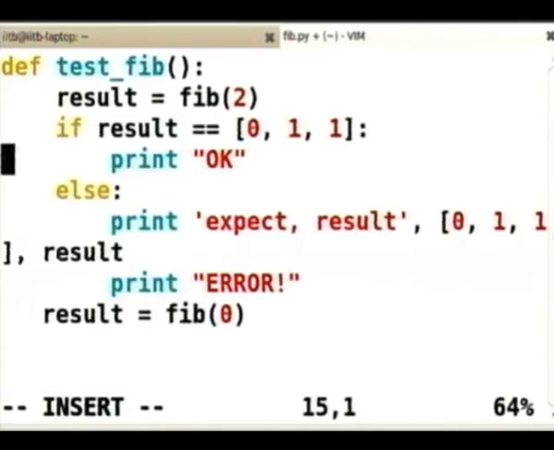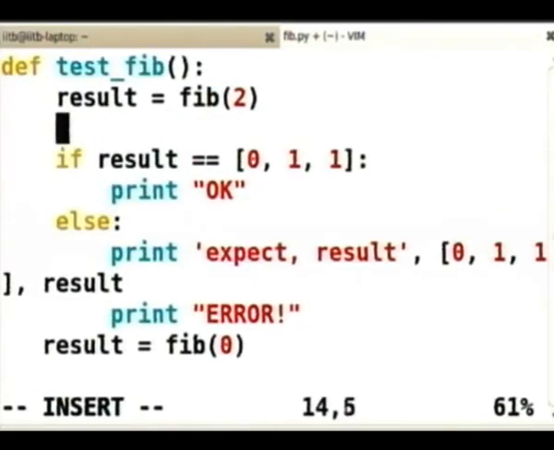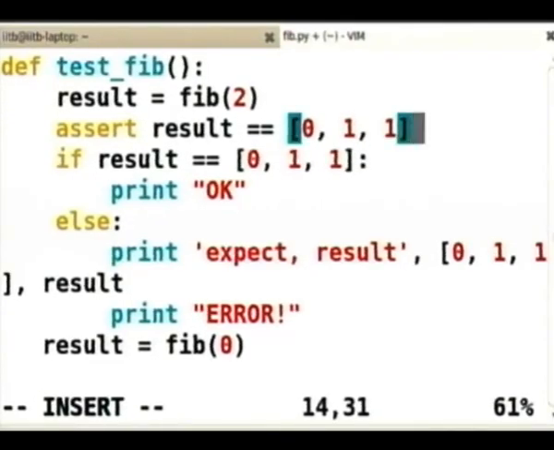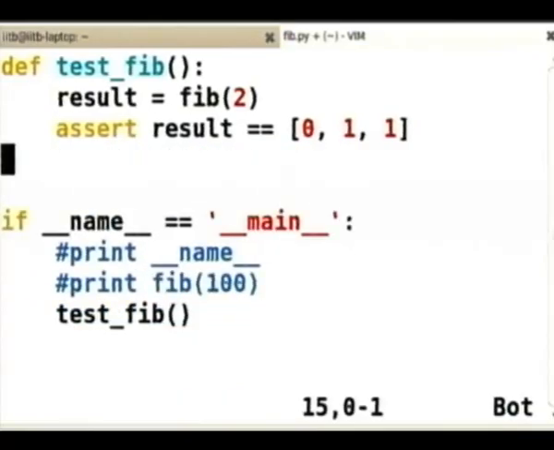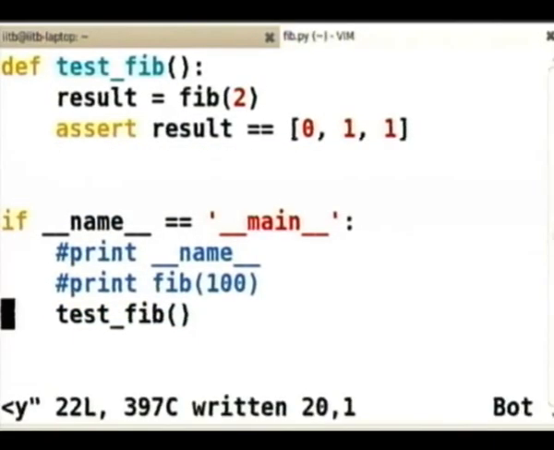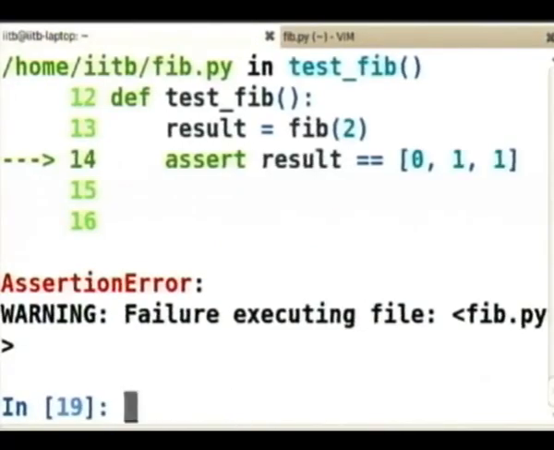It turns out Python has a very simple, convenient way of doing this. It's called asserts. You use what are called assert statements. So I can say assert, it's a keyword, result equals 0 1 1. Now I will delete all of this. Notice that the code is much simpler. Now it tells me assertion error, warning, failure executing file.